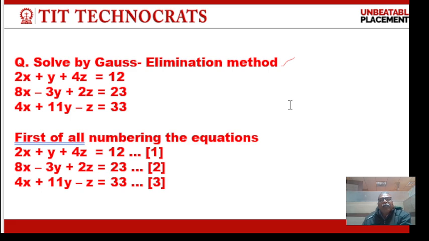2x plus y plus 4z equal to 12, 8x minus 3y plus 2z equal to 23, 4x plus 11y minus z equal to 33. First of all, numbering the equations. 2x plus y plus 4z equal to 12 is equation number 1. 8x minus 3y plus 2z equal to 23, equation number 2. 4x plus 11y minus z equal to 33.